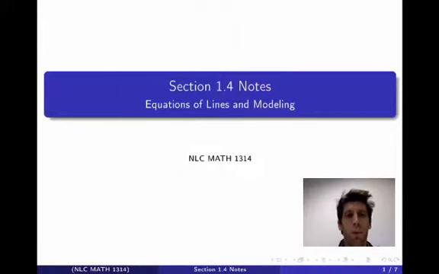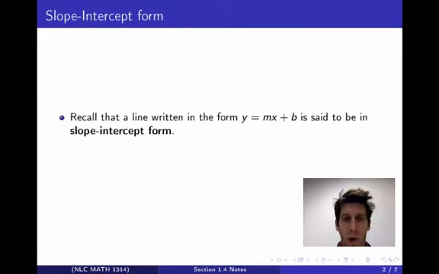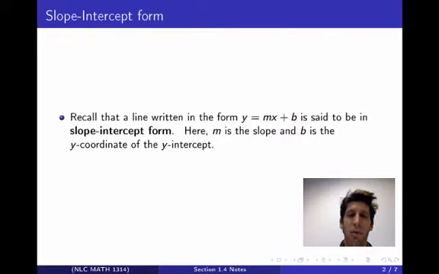We're going to start on section 1.4, which is on equations of lines and modeling. This form of an equation of a line that we've been working with in the last section gets a name here. It's called slope-intercept form. In particular, if you have the equation of a line written in the form y equals mx plus b, where m is the slope and b is the y-coordinate of the y-intercept, this is called slope-intercept form.